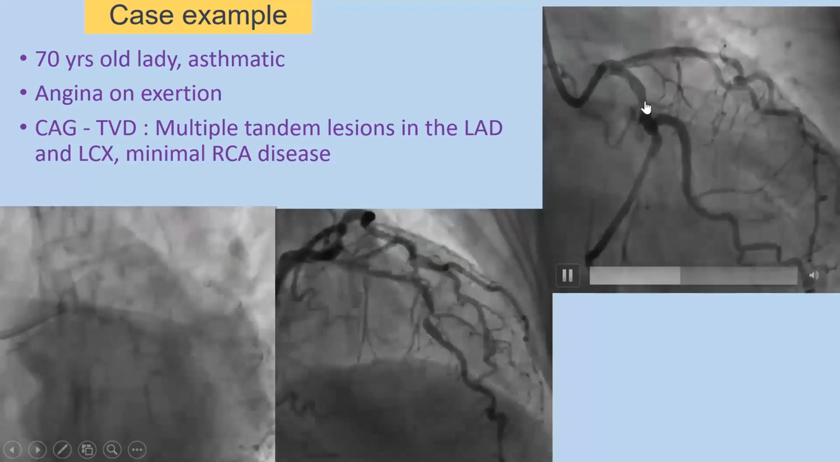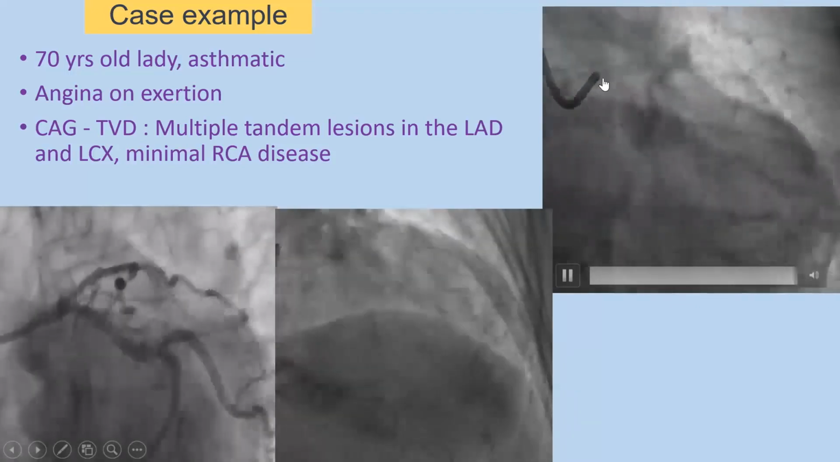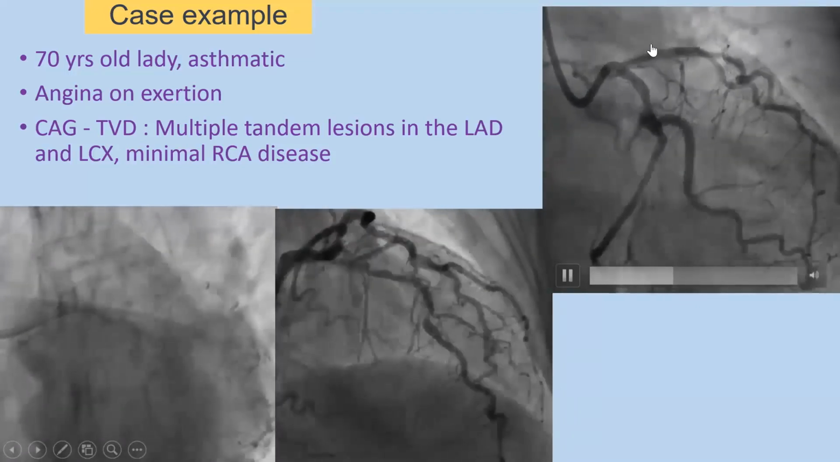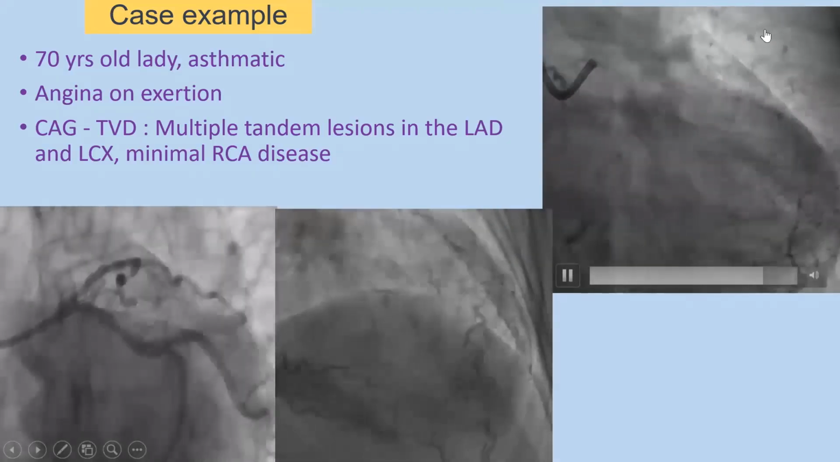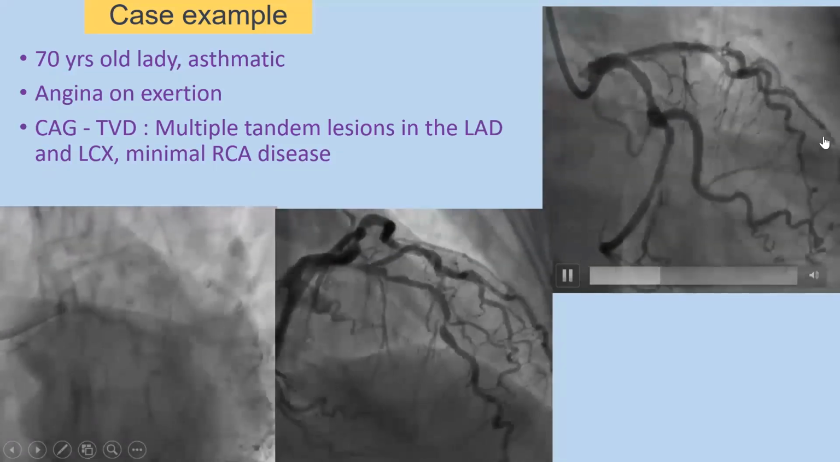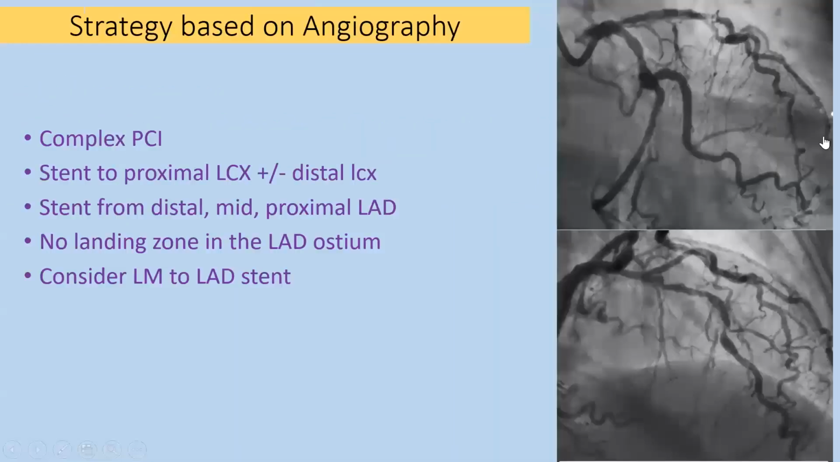So based on this angiography, the patient would need multiple stents in the circumflex, OM, starting from the left main to LAD, mid LAD, and up to the distal LAD. So this patient was subjected to FFR. Otherwise, the stent length will be very long if you look at the LAD and the OM.